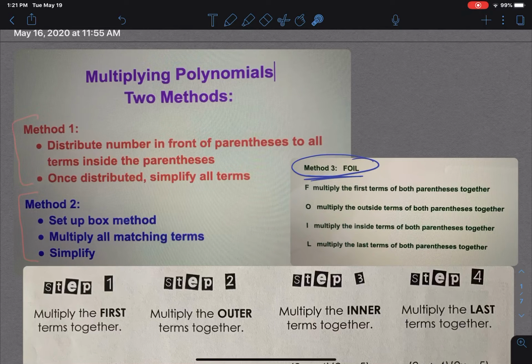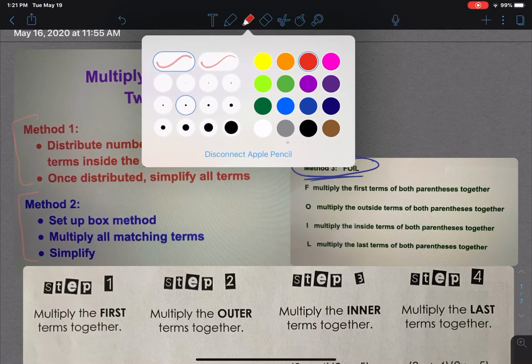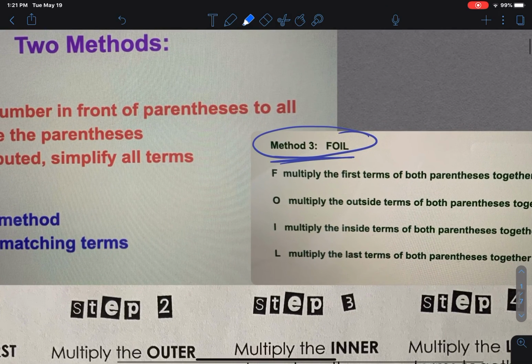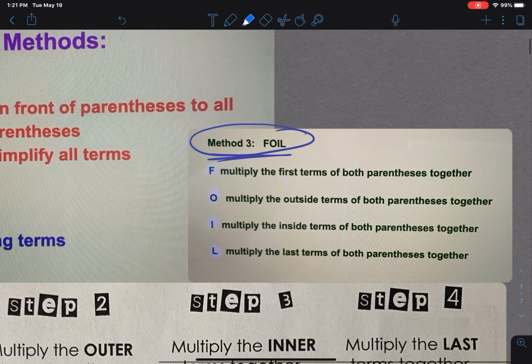Same thing with FOIL. FOIL is based on using these letters to kind of help us. So FOIL talks about multiplying the first 2 terms together. O talks about multiplying the outside terms. I is the inside terms. And L is the last 2 terms. So I'm going to go through an example of this with you.